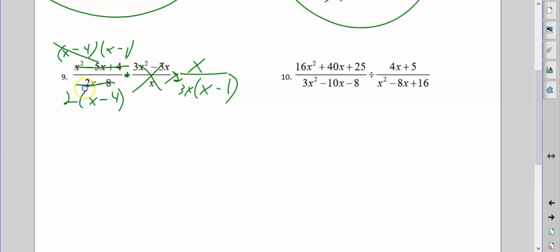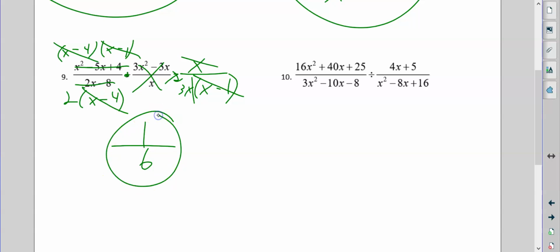So x minus 4, x minus 4, x minus 1, x minus 1. That x with that x. So I have a 6 left on the bottom. What's left on the top? Nothing. But we cannot put 0. Remember, that's a 1. When everything cancels, it's a 1. And that's all we have. All the letters are gone, bye-bye.